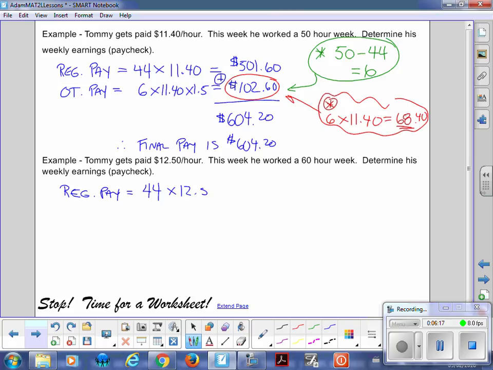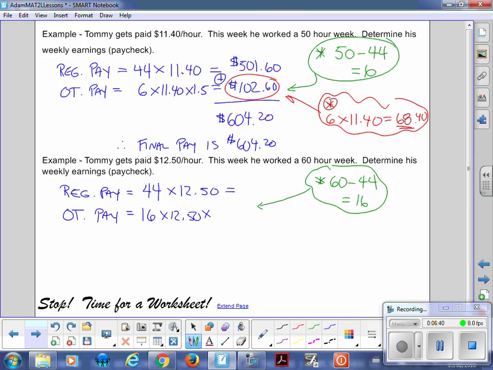For Ontario it is 44 times $12.50. I'm just going to get this set up before I get the calculator out. OT pay: off to the side, 60-hour week minus 44. So now you worked 16 hours of overtime. So 16 times 12.50 times 1.5. Now we just need the calculator to do these calculations. 44 times 12.50, so for the regular time, Tommy gets $550.